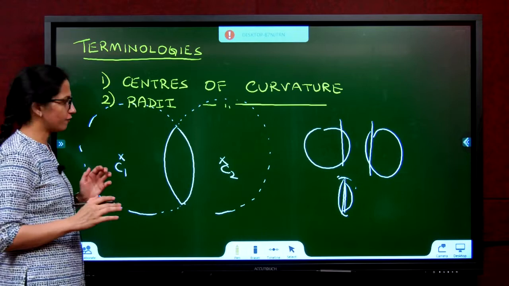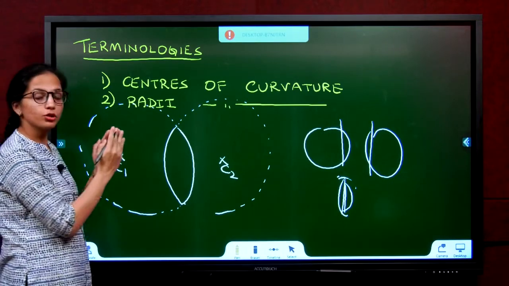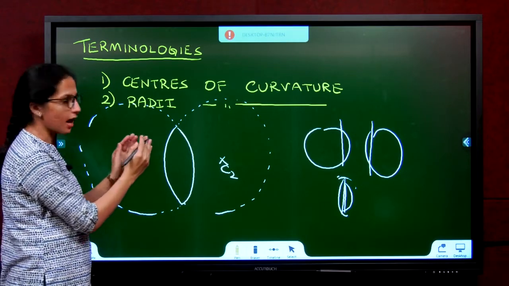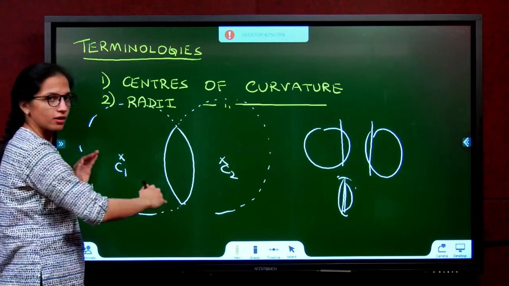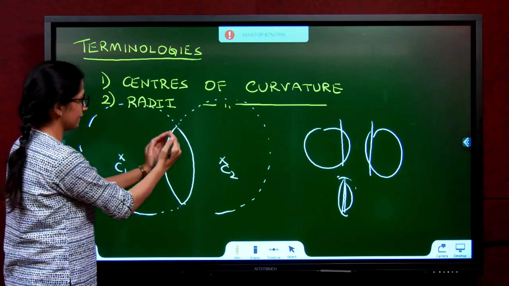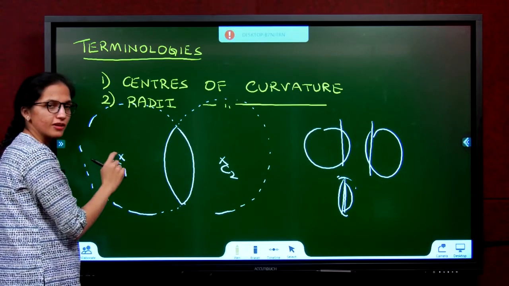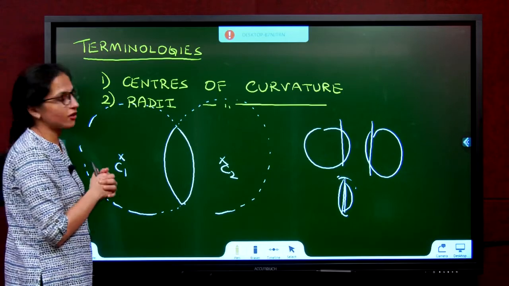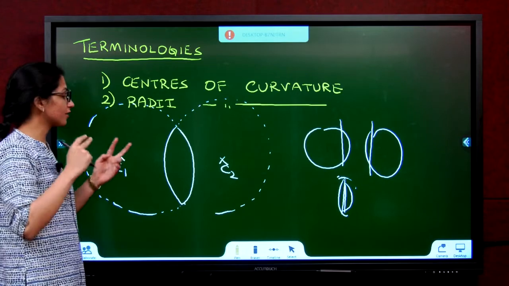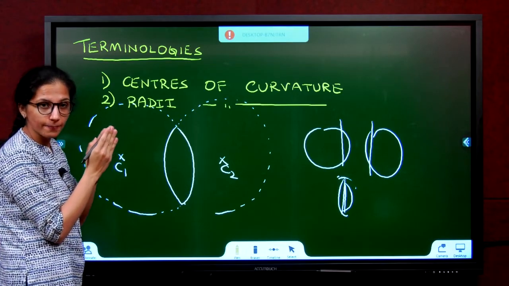So, how will you define this? A lens is bound by two spherical surfaces. Each of these surfaces are a part of a sphere through which refraction is taking place. Each of these refracting surfaces are a part of a sphere. The centers of those spheres are called centers of curvature. How many centers of curvature does a mirror have? 1. How many centers of curvature does a lens have? 2. Why? Because it has two spherical surfaces.